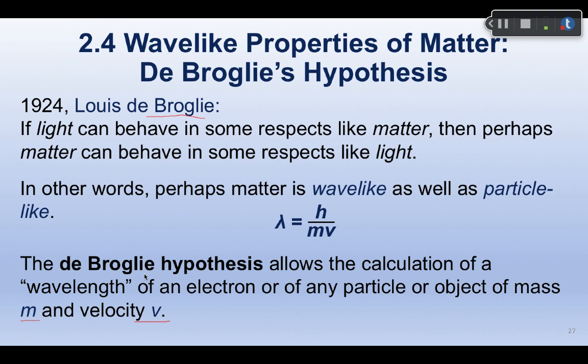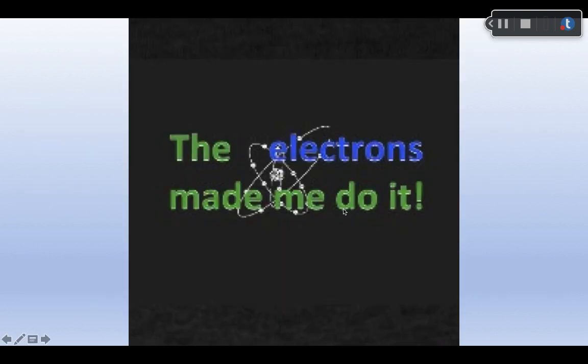So the de Broglie hypothesis allows the calculation of the wavelength of an electron or of any particle or object if you know the mass and the velocity, because h is Planck's constant. And de Broglie's hypothesis reflects the idea that matter can sometimes behave like light in having wave-like properties with wavelength. So we'll not dwell on that, but in many respects, folks will tell you that electrons made us do it. Electrons are where it all comes down to, how we make sense of everything. I will pause this.